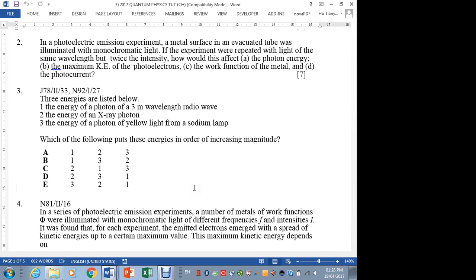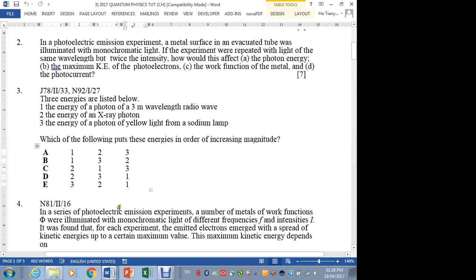Okay? So this one is mostly a bookwork kind of thing. X-ray photon, the wavelength is about 10 to the power minus 10 meters. It's very, very small. Sodium lamp, yellow light, is about, I don't know, in the realm of 10 to the power minus 7. So you have 10 to the power minus 10, which is the shortest wavelength, highest energy. 10 to the power minus 7, the second shortest, second highest energy. Wavelength 3 meters, the longest wavelength, the lowest energy. So the answer is 1, 3, 2. Answer is B.